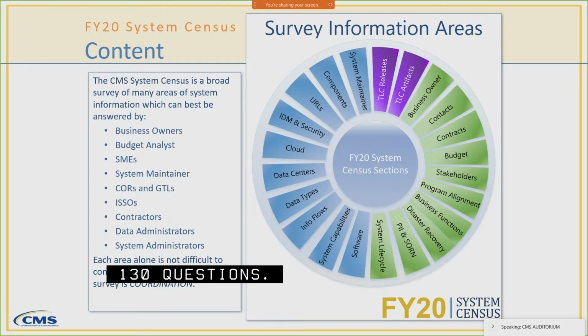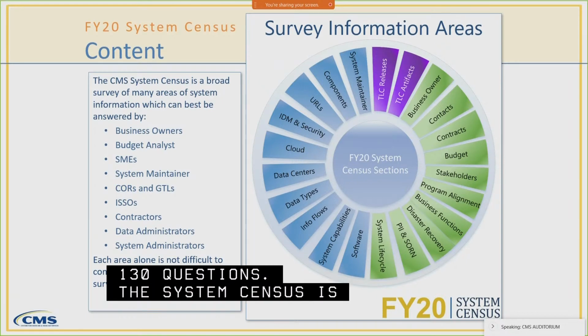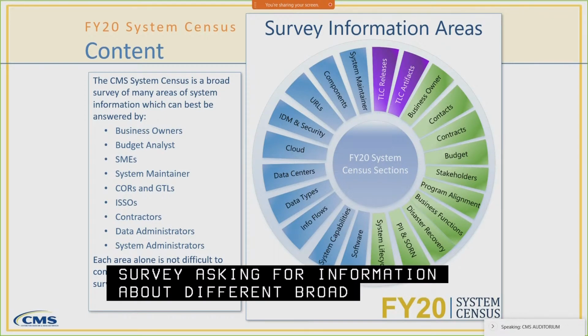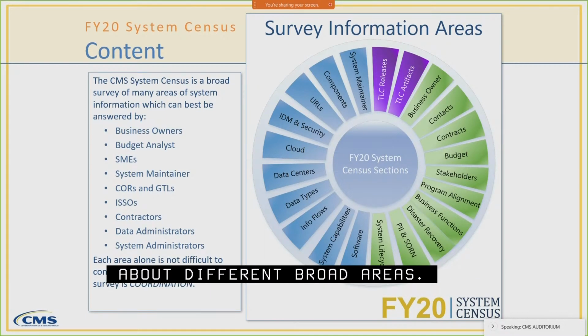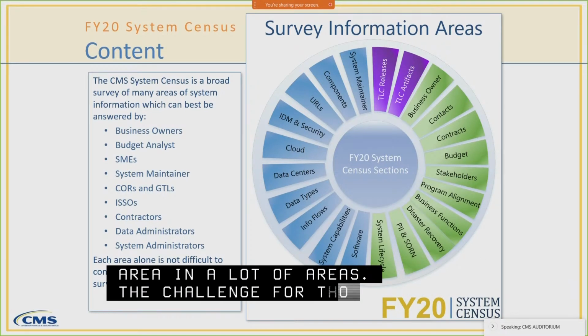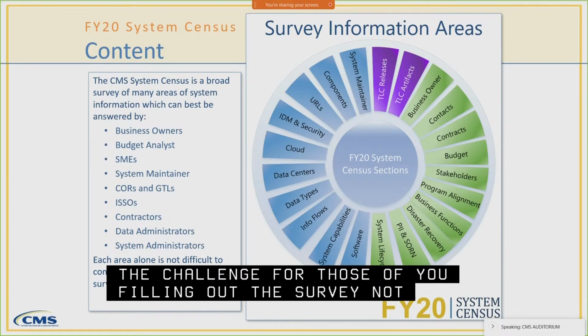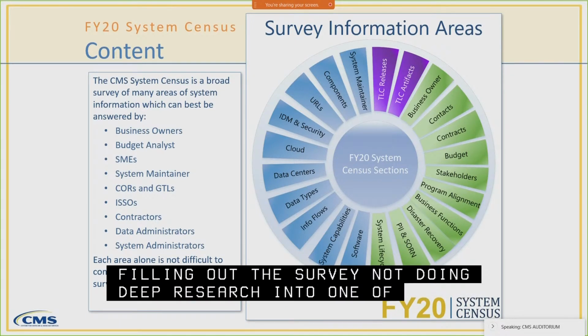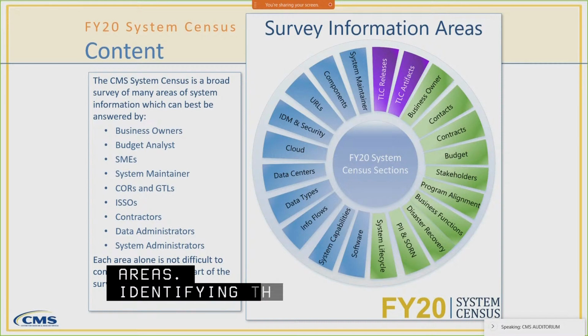The System Census is a broad survey asking for information about several different aspects of each system, as shown in this image. I would characterize the survey as being broad but not deep, with only a few basic questions in each area, but a lot of areas. So the challenge for those of you filling out the survey is not doing deep research into any one of these areas, as it is identifying the right people from your team who can answer the questions for each of the areas. So it's a coordination challenge.